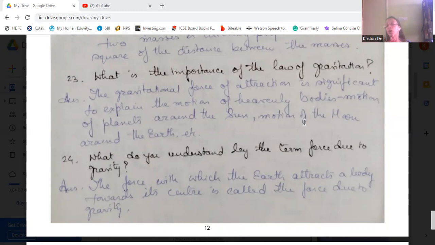So what do you understand by the term force due to gravity? The force with which the earth attracts a body towards itself, rather towards its center, is known as the force due to gravity.